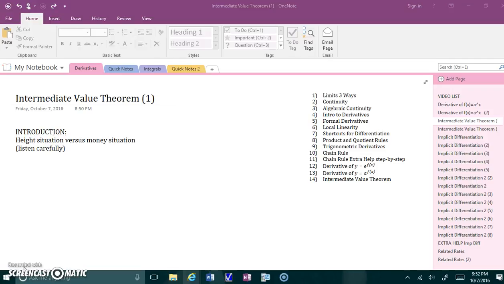So before I tell you what the theorem is, I'm going to start with two different stories here, so just listen carefully and think about what I'm saying. In the first story, let's talk about height. Think about when you were born and how tall you were. Let's say you were 1 foot tall when you were born. Now picture yourself today and how tall you are now. You're probably between 5 and 6 feet, way taller. Let's say 5.5 feet.